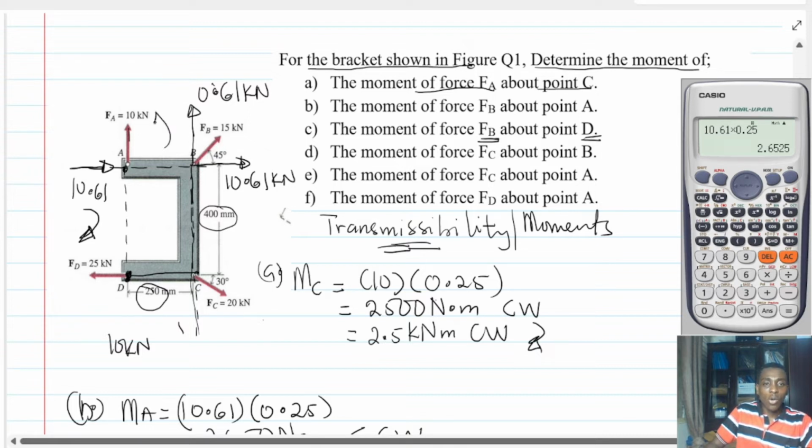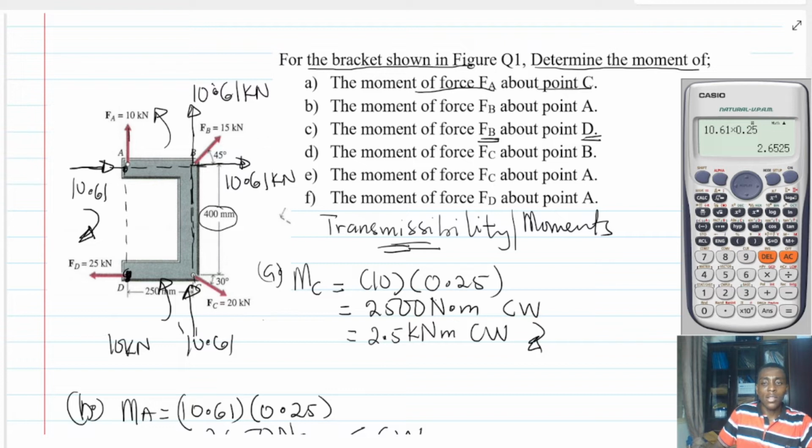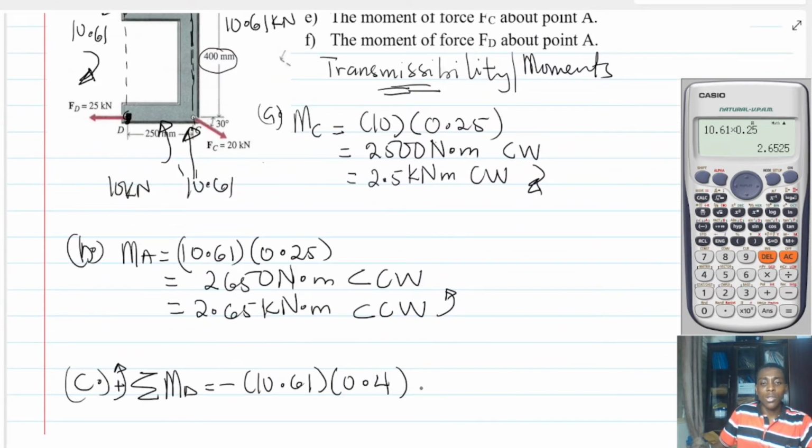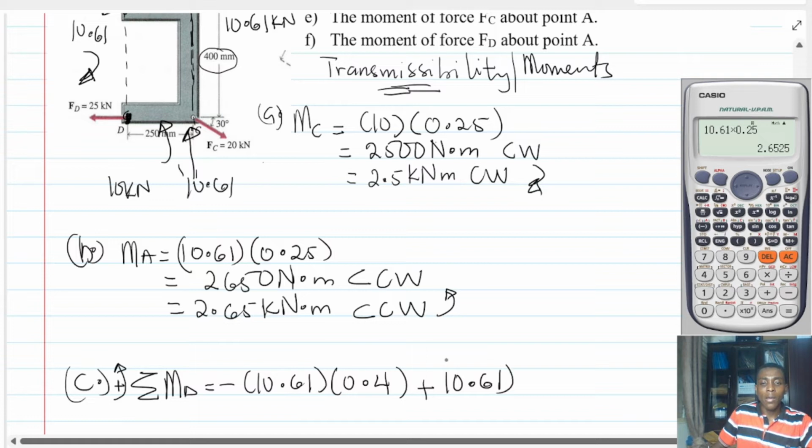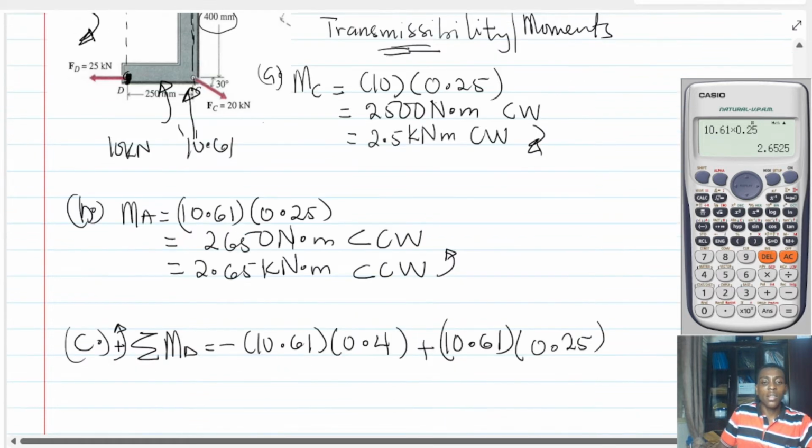But this force is going to cause a rotation. In fact, I can also bring the 250 here. Sorry, I can bring the 10.61 here. And about this point, it will what? Cause a moment which will go this way. Is that right? To go this way. And this way is what? Counterclockwise. So that one is going to be positive. So plus 10.61. But then this time around, I'll do what? 0.25. I hope the concept is clear.